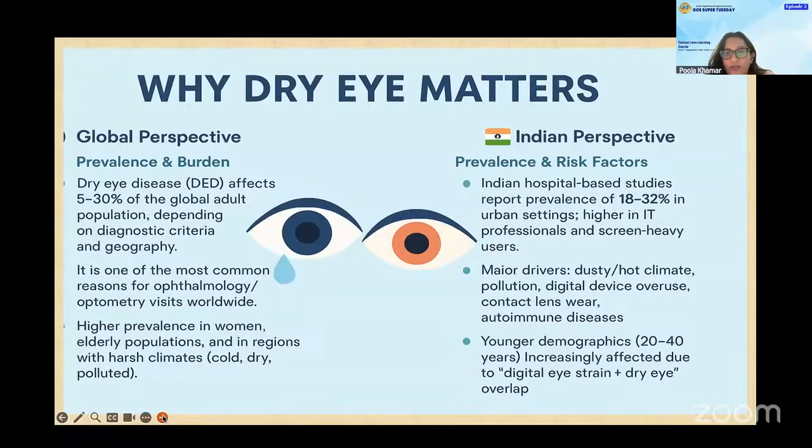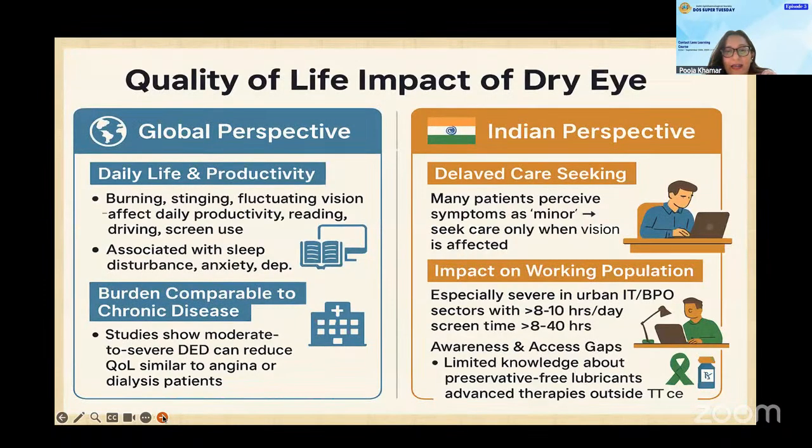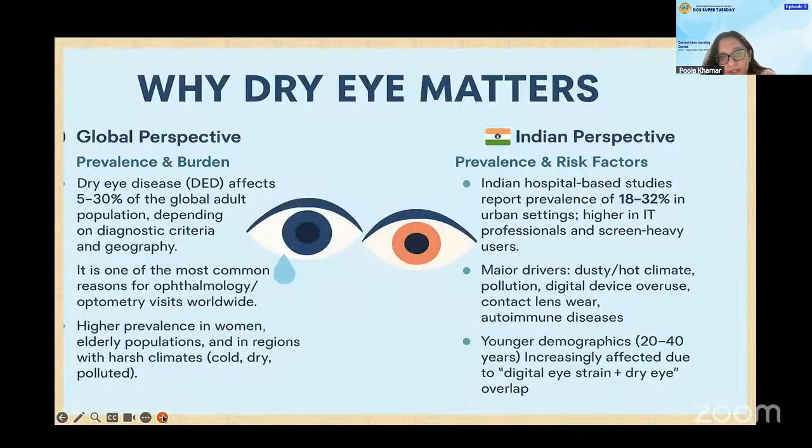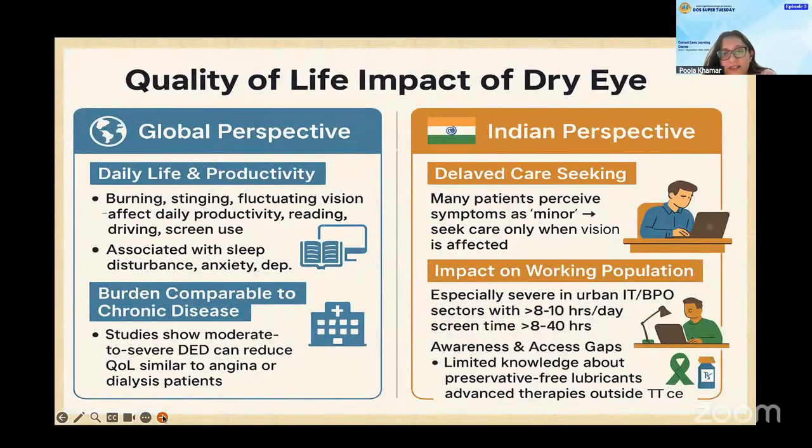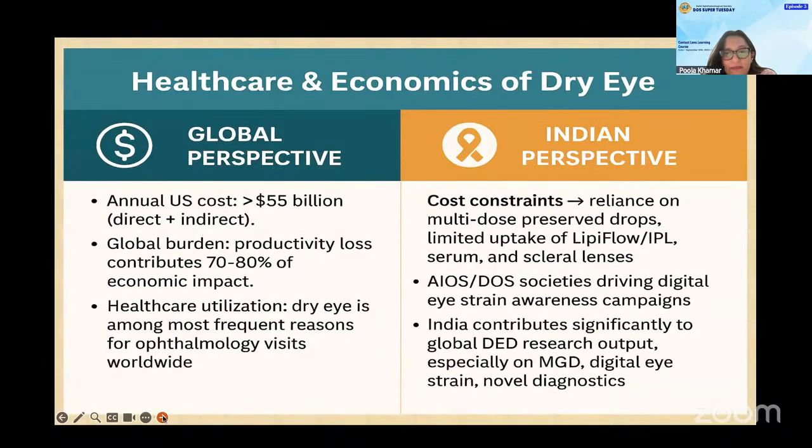In India we also have a dusty or hot climate, pollution, and a lot of contact lens users, so technically we are dealing with a pandemic when it comes to dry eye disease. It's not just a global burden where daily life and productivity are affected. In India, because of digital eye strain, pollution, hot climate or autoimmune diseases, as many as 30% of patients suffer from dry eye. And sometimes, because of the lack of proper therapy, the quality of life also gets affected.